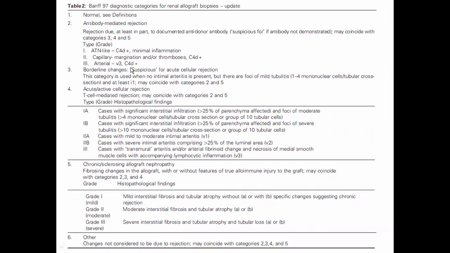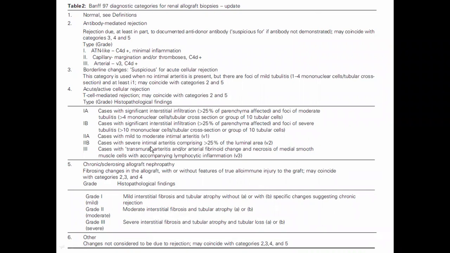Along with that, there has to be evidence of C4D positivity. There has to be capillary margination. When I say that, it means PTC capillaritis is there, or glomerulitis is there, or some thrombosis, that means TMA is there, C4D positivity, ATN, and very minimal inflammation. Inflammation, if it is less than 10%, then only it is minimal inflammation. If the inflammation is 10 to 25%, then it is a borderline cellular rejection. For acute cellular rejection, the amount of interstitial inflammation has to be more than 45%.